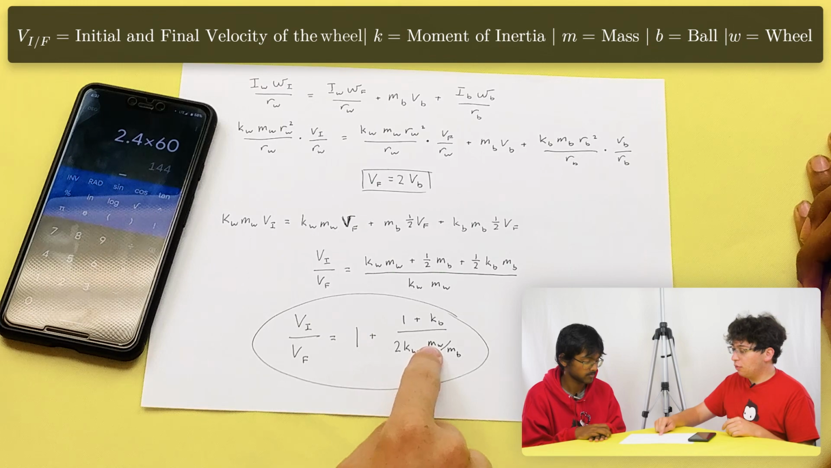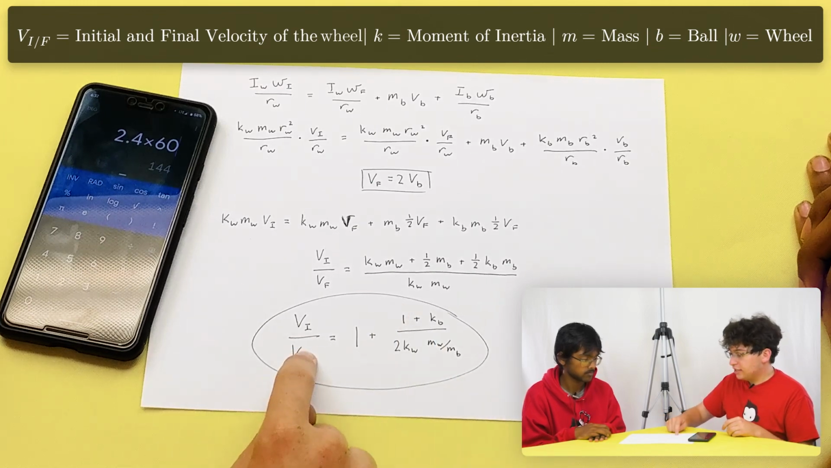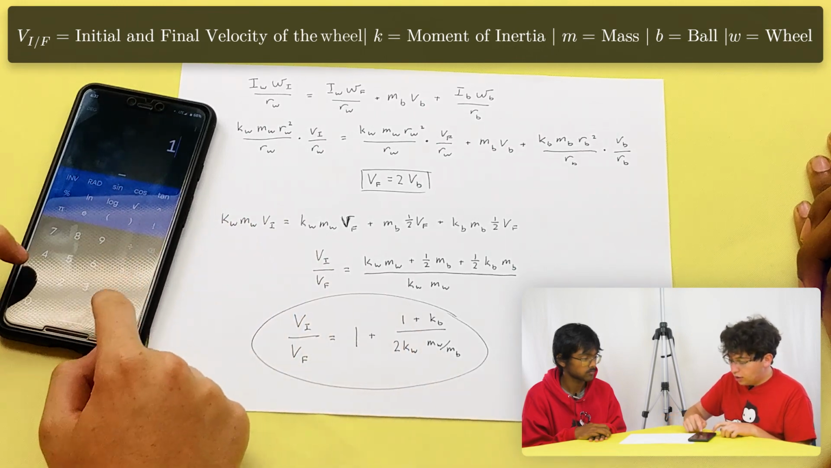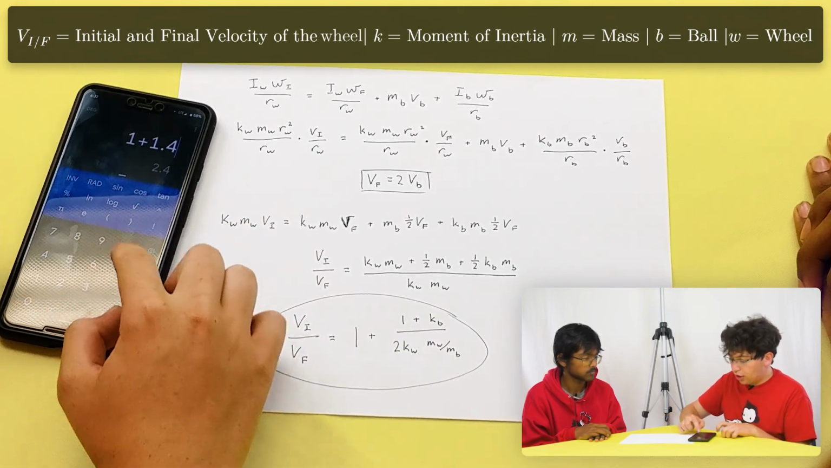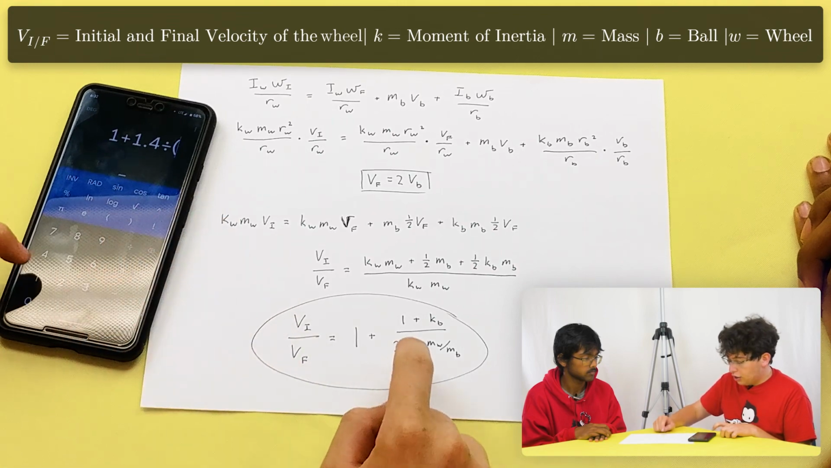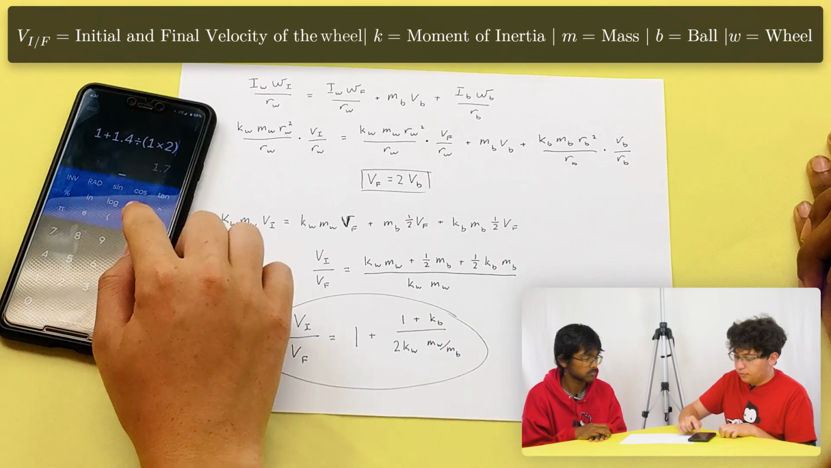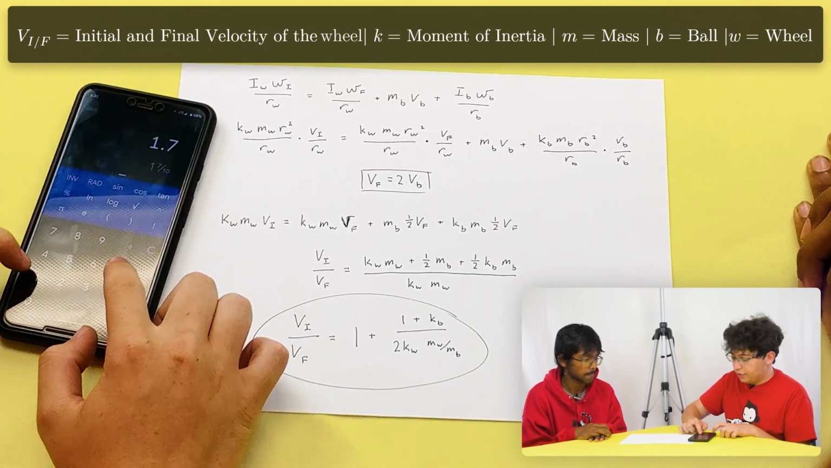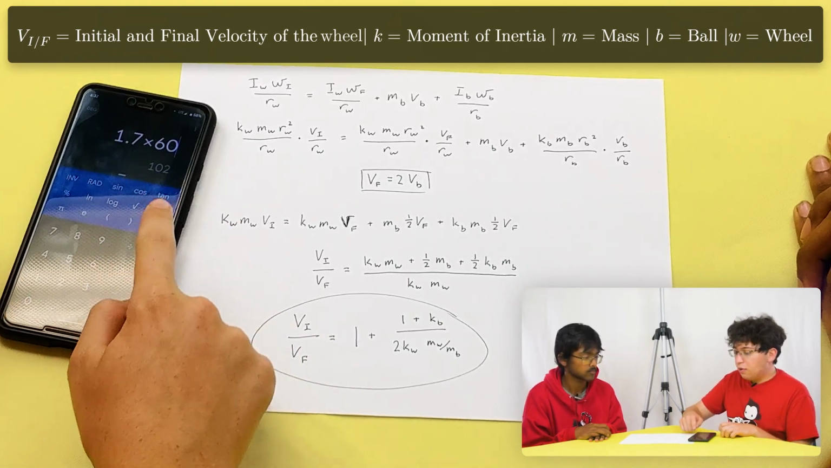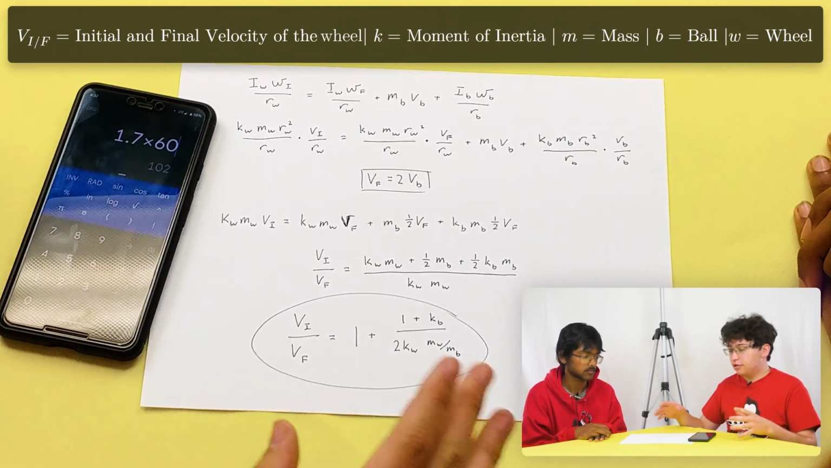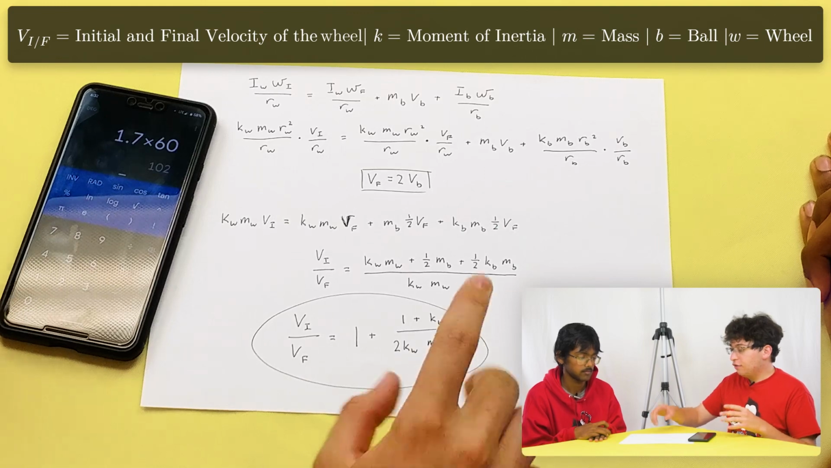So let's not go there. Let's add some mass to our wheel, because increasing this value decreases that value. So if we go back, I'm going to clear this. We still have 1 plus, we still have 1.4 at the top, and then we're going to divide by 1 times 2, because we have double the mass in our wheel as we do in the ball. That gives us a number of 1.7. Times 60 again, we now need to hit 102 feet per second as the initial velocity. That's pretty fast, but it chopped off 40 feet per second pretty quickly.